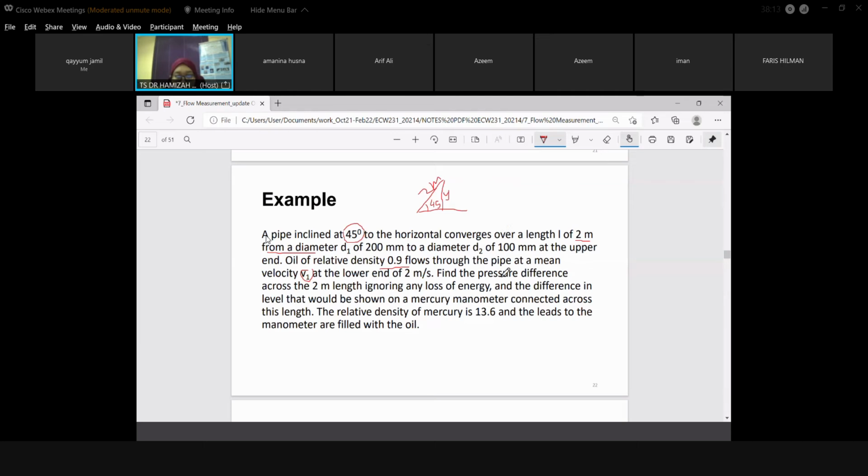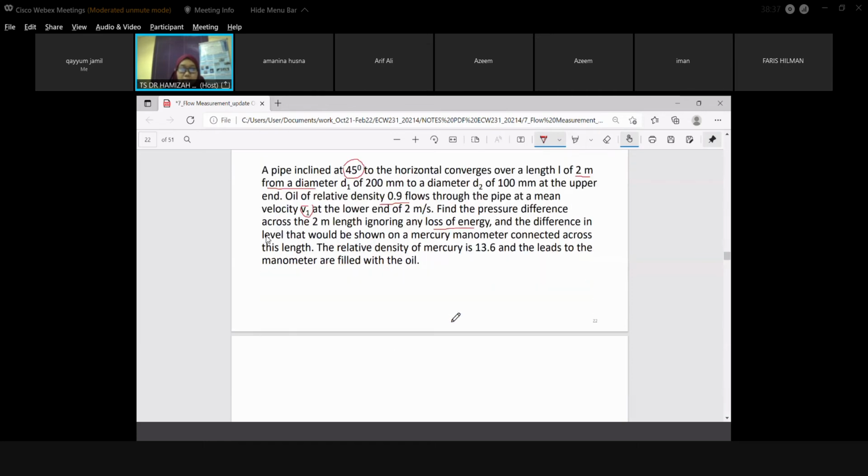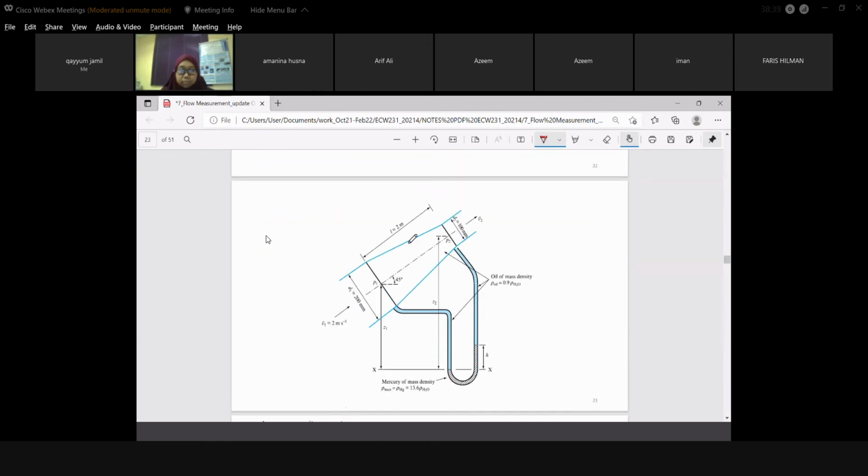Okay, and then the question asks us to find the pressure difference across the 2 meter length where we can ignore the losses of energy. So it is an ideal fit, so we can follow Bernoulli principle. Okay, let's see punya gambar aja, picture.